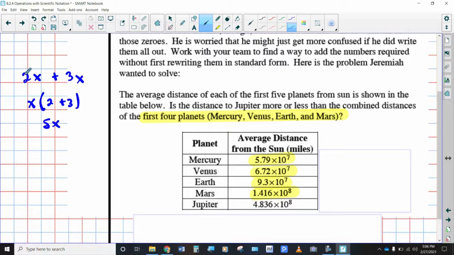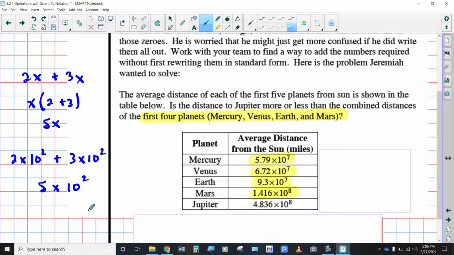So we've just learned the shortcut where we add the coefficients and keep our variable. This, by the way, is the exact same logic as adding fractions together. It all comes down to the distributive property and factoring. Well, let's say x was a power of 10. If this was 2 times 10 to the second power plus 3 times 10 to the second power, this is really 5 times 10 to the second power.